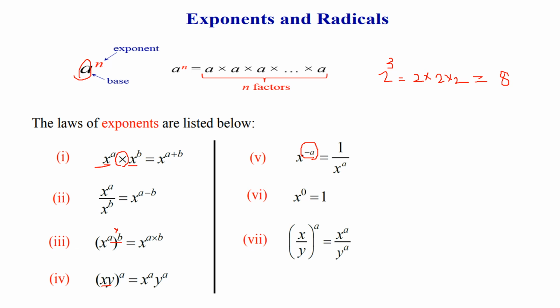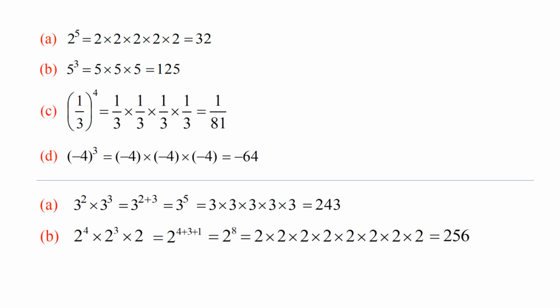x power 0 is 1. x is any value. For any value, power 0 is 1. And x divided by y, the whole power a. This is similar to the fourth rule. We have multiplication there and here division. So this power will apply to the numerator and denominator. That's it.